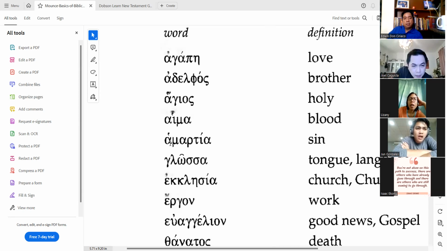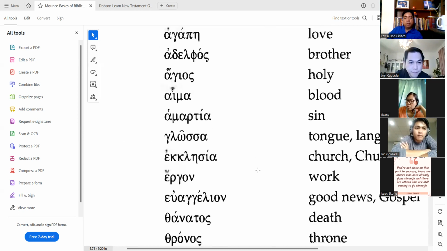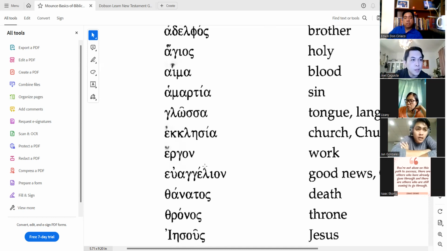Hamartia, hamartiology, the study of sins, no? Understanding hamartiology.